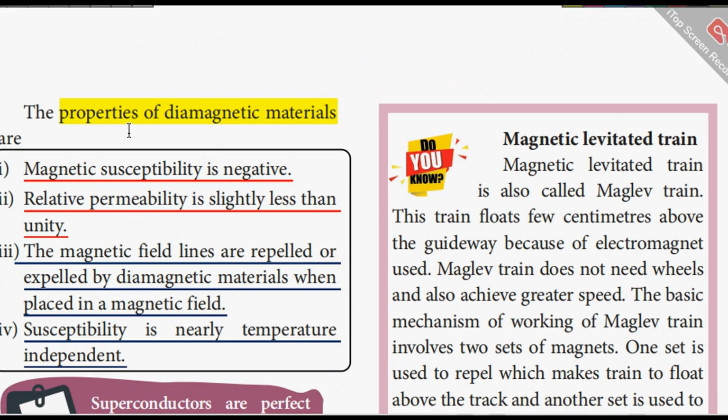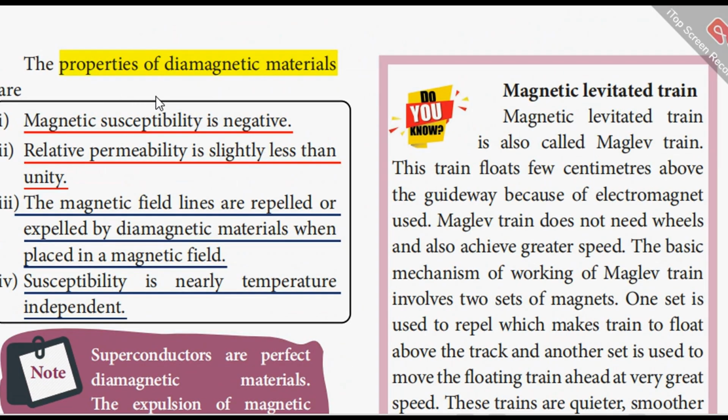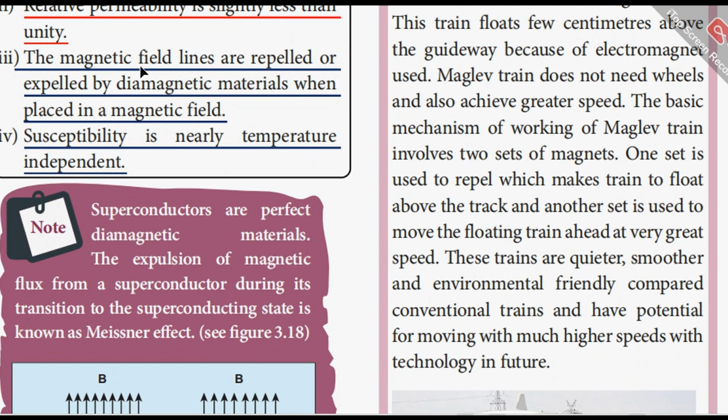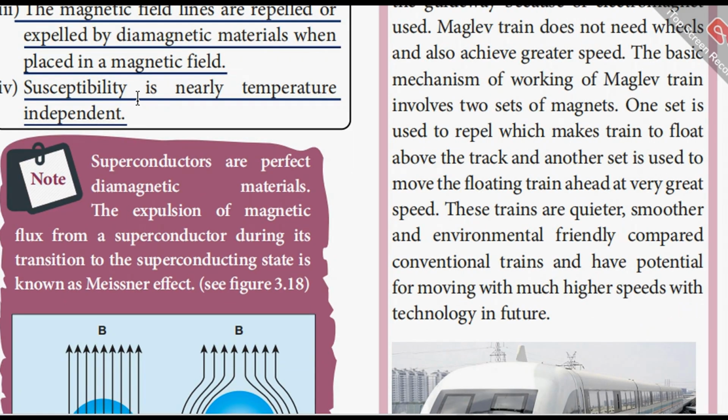What are the properties of diamagnetic materials? First, the magnetic susceptibility is negative for diamagnetic materials. The relative permeability will be slightly less than unity. Magnetic field lines are repelled or expelled by diamagnetic materials when placed in a magnetic field. Susceptibility is nearly temperature independent.